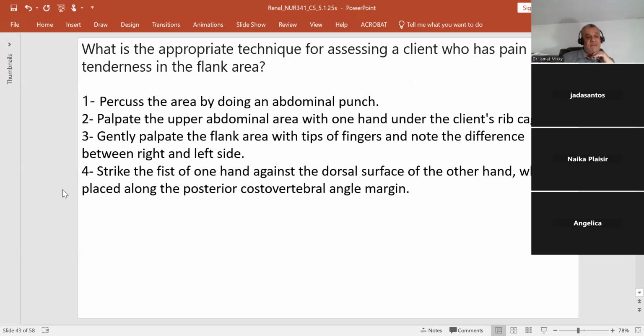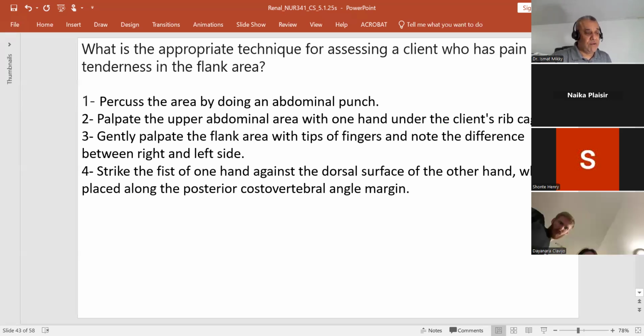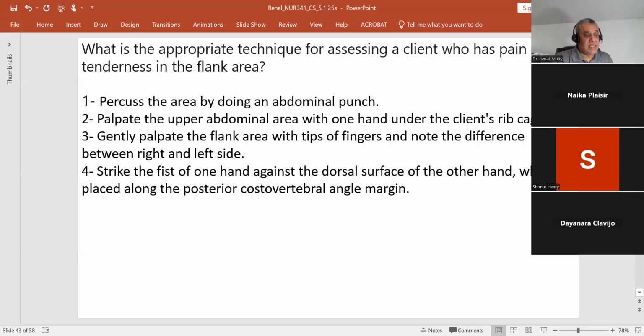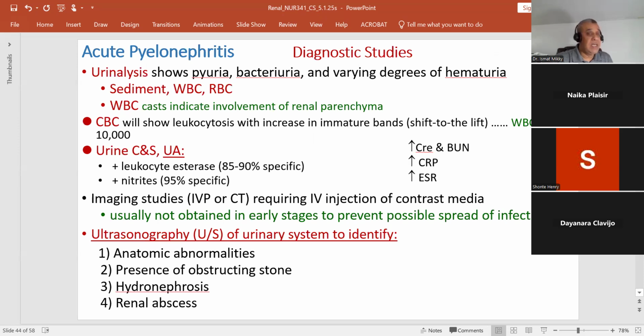How would you assess for the CV, I'm sorry, CV tenderness? Would it be 4? CV tenderness, exactly. You would do number 4. That's the exact technique to assess for the CV tenderness. Costovertebral tenderness, you will do exactly whatever you have in number 4. Because it's just for the sake of time, we'll go to the next questions.